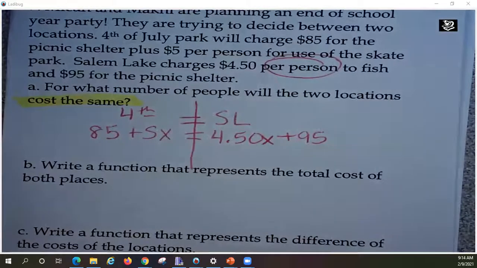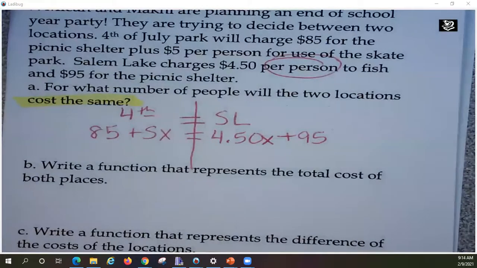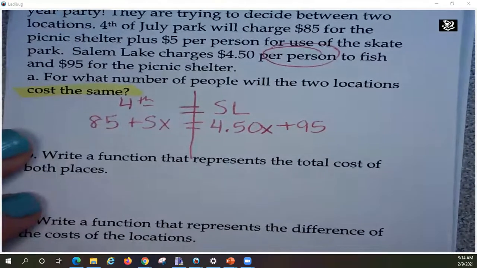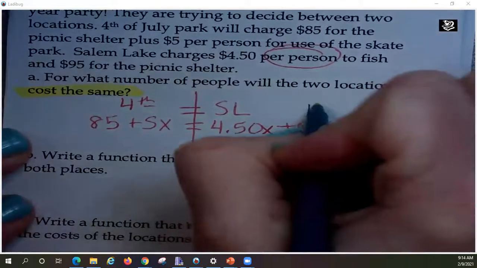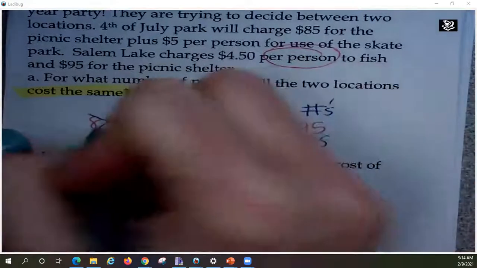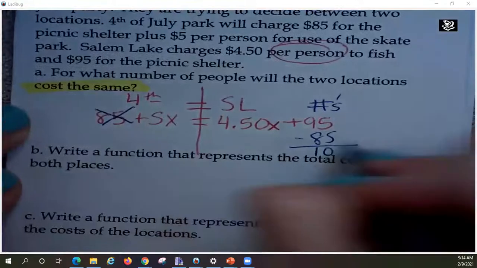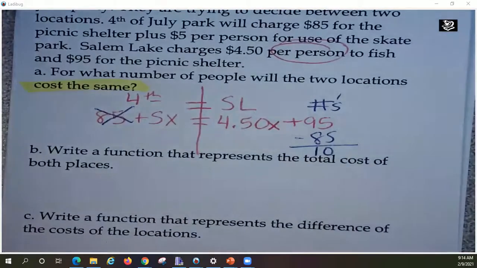Mason, what do I do next? Good, so numbers go on this side. So I'm going to subtract the 85. Isabella, what else do I do on this one? Isabella, you might be muted. What else needs to move, Isabella?